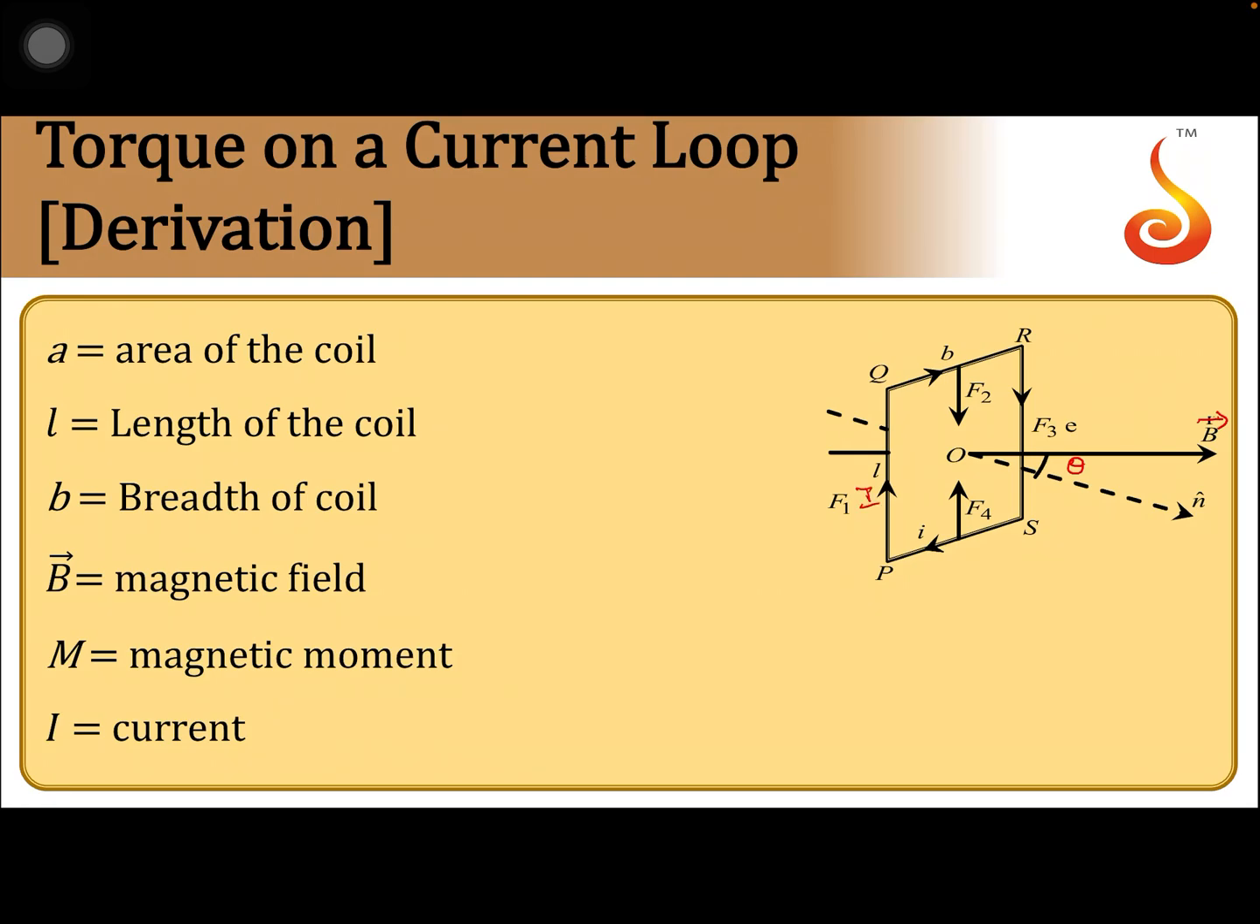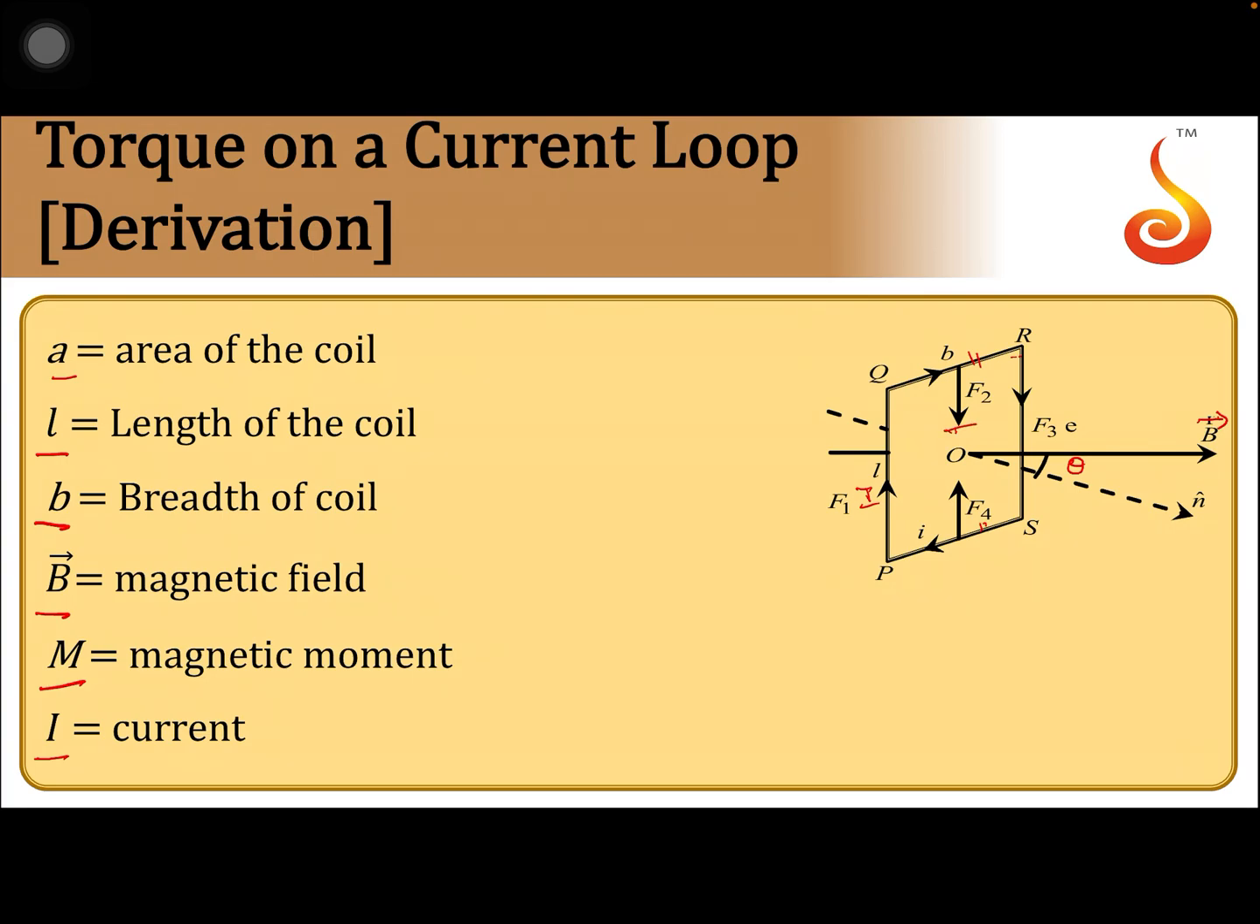Then A is the area of the coil, L is the length of the coil, b is the breadth, B is the magnetic field, M is the magnetic moment, and I is the current. So this is the situation. Due to this magnetic field, the conductors PQ and RS experience force. At the same time, SP and QR also experience force.